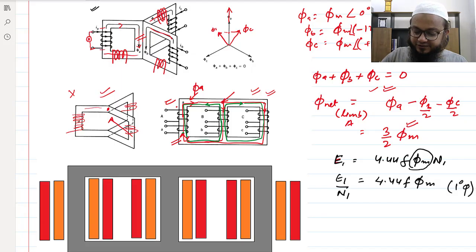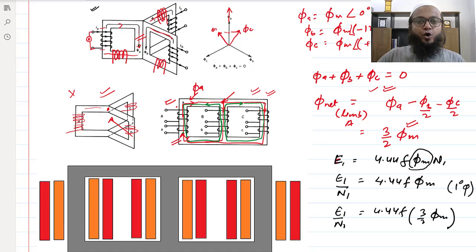for 3 phase, if you see, the induced EMF per unit turn would actually be 3 by 2 times phi m. That means if I want the same amount of induced voltage, then I can reduce my number of turns as well. This 3 by 2 term can come here, right? So that equivalent number of turns we can reduce to get the same amount of induced EMF there.